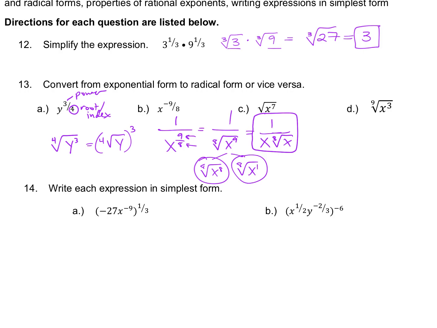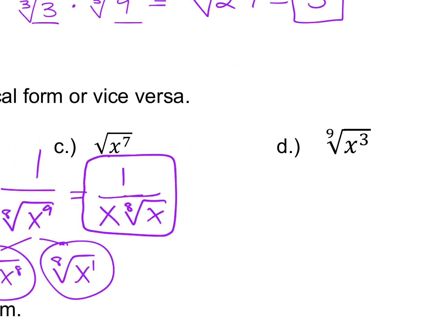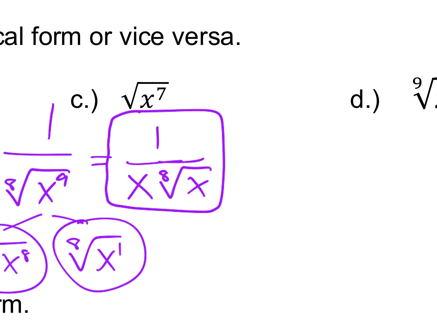Letter C, sorry about the mess here. This is the square root. Remember, that makes this a 2. So if we're going to write this in the rational form, because it's already in the radical form, we're going to turn that into x to the 7 over 2 power. And that's all you have to do with that one.